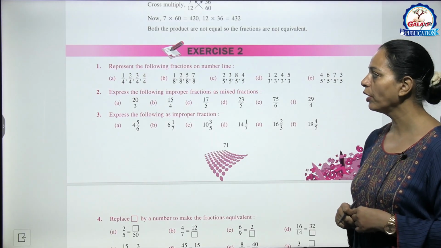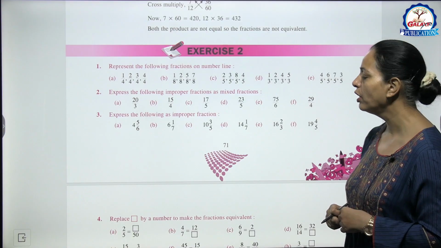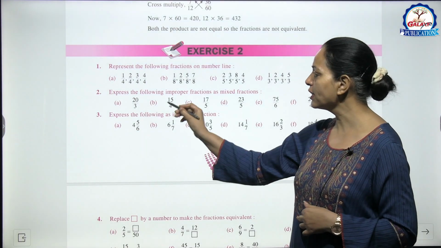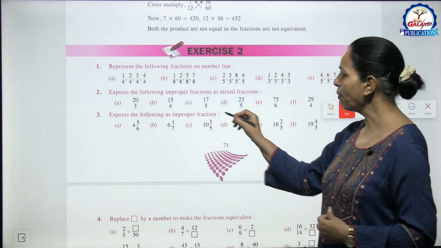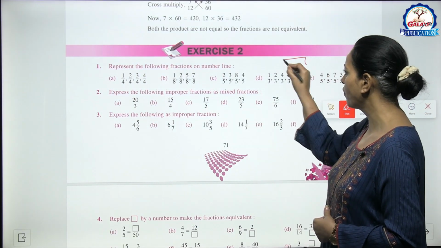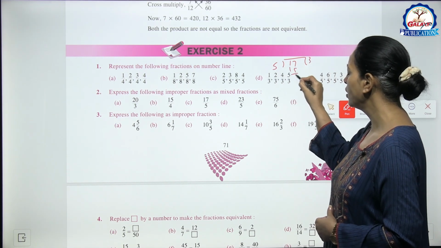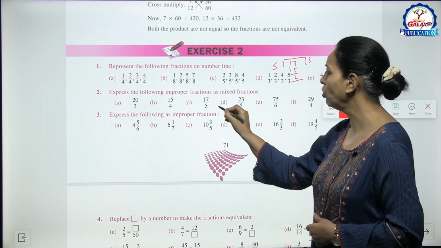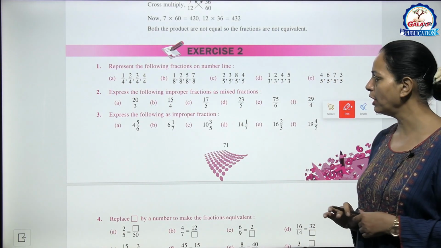Question number 1, represent these fractions on number line. You can try on your own. Now the second one, express the following improper fraction as mixed fraction, like C part 17 upon 5. So divide 17 by 5. 5 3s are 15. So you can write 3 whole 2 by 5. Similarly, you can try remaining parts.